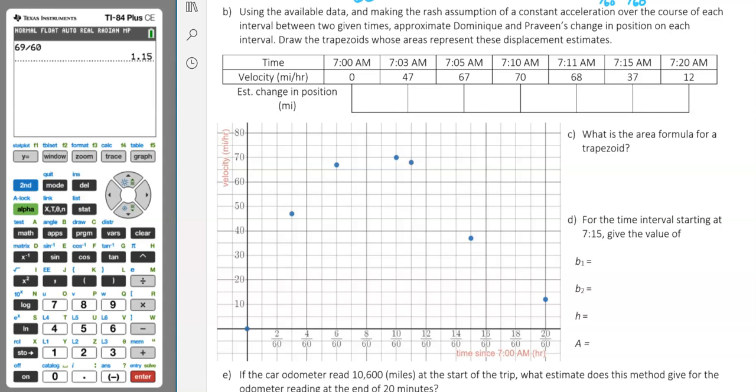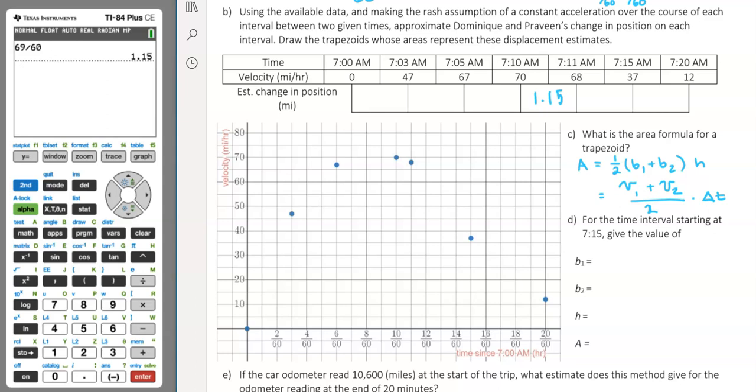We did this 7:10 to 7:11. That was a 1.15 estimated change in position. And if you couldn't recall it a minute ago, take a moment now to see if you can recall the area formula for a trapezoid. Area of a trapezoid is 1/2 the sum of the bases times the height. And it's really helpful to also recognize that that is just the average of the velocities at the left endpoint and the right endpoint of the time interval times the width of the time interval.